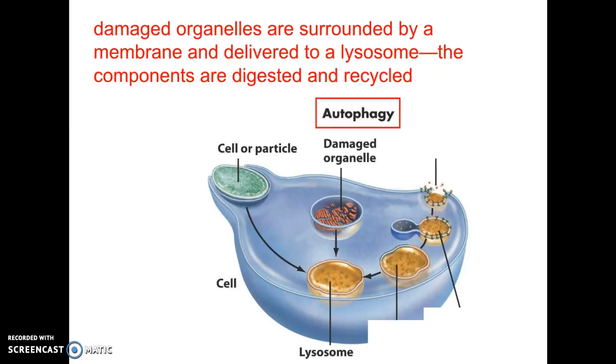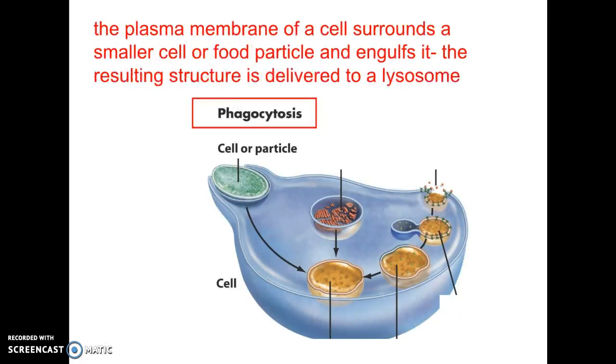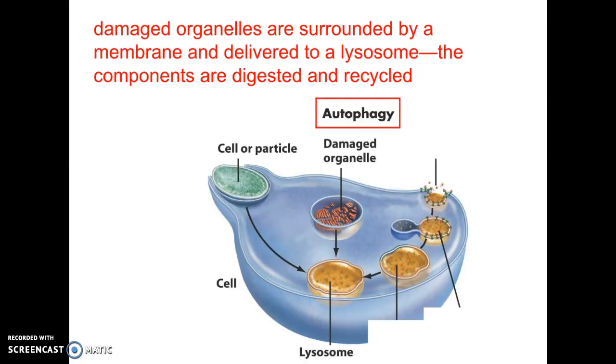Another is one we already talked about, which is receptor-mediated endocytosis. One you probably haven't heard about is something called autophagy. So if we break down the word autophagy, auto means self and phagy means eat. So this literally means eating yourself. So we can break down phagocytosis too. Phago means eat and cyto means cell. So this is cell eating, and this would be eating yourself.